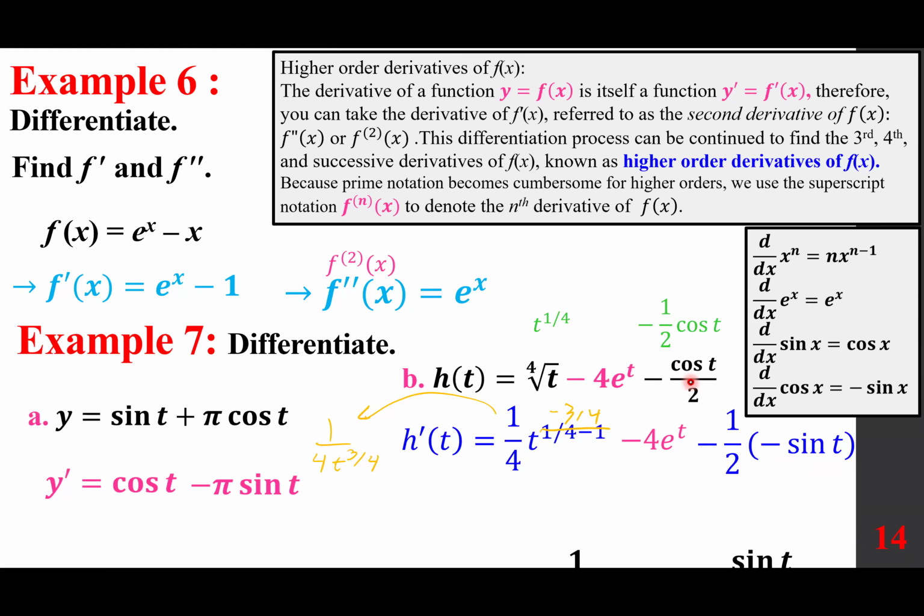And if you want to put it in this format, so 1 over 4, the fourth root of t cubed, minus 4 e to the power of t. And this one, I just put it in the same format, plus sine t over t. Not that you have to, but I guess it's helpful.